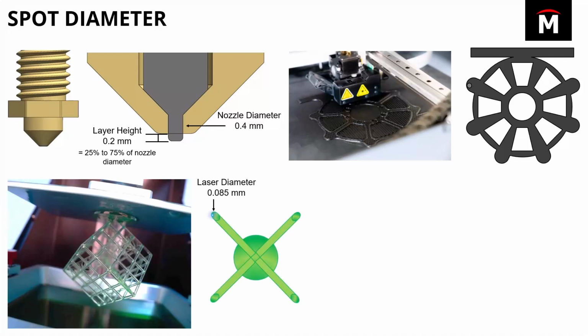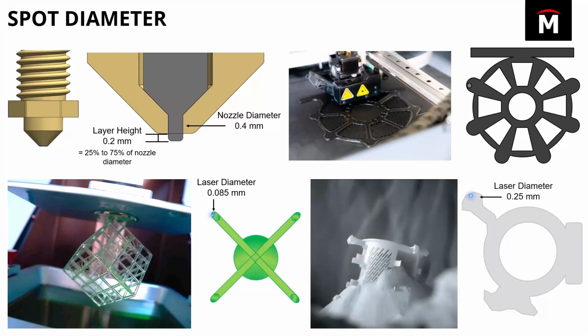Now with resin printers, we're using lasers. We're not extruding plastic material through a nozzle. We're using lasers, and that means we can have a much smaller spot diameter. A typical laser diameter, say on a Formlabs SLA printer, is less than 0.1 millimeters. It's very small, and that means we can get some pretty fine details.